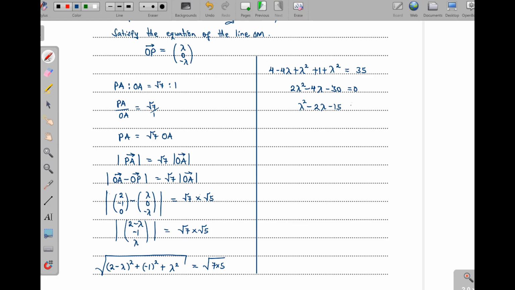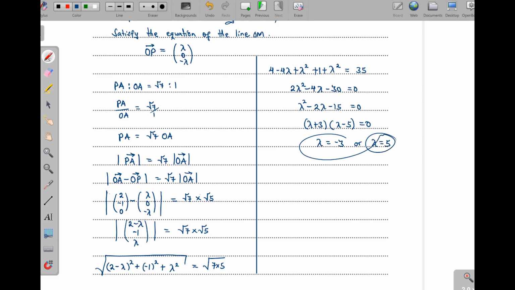And this one will be equal to 0. This one can be factorized. Two numbers, when we multiply them, they give us negative 15. But when we add them, they give us negative 2. Isn't that negative 5 and positive 3? Yes. So I will have this solved by factorization. So lambda plus 3 and then lambda minus 5 is equal to 0. So meaning lambda can be equal to negative 3 or lambda can be equal to 5.